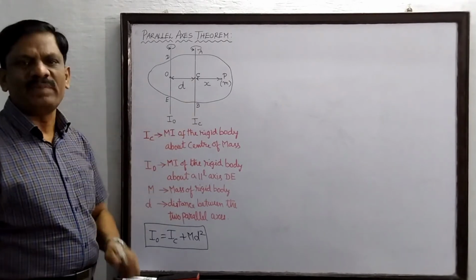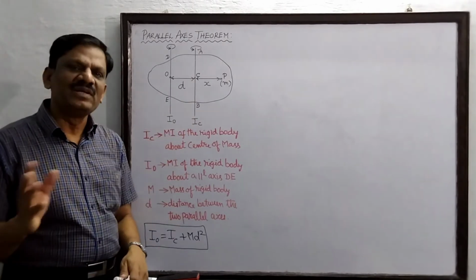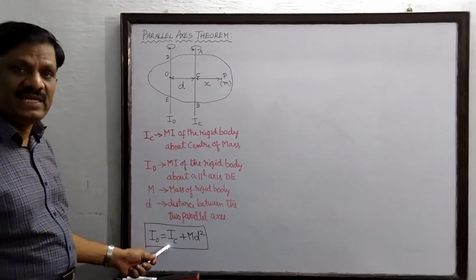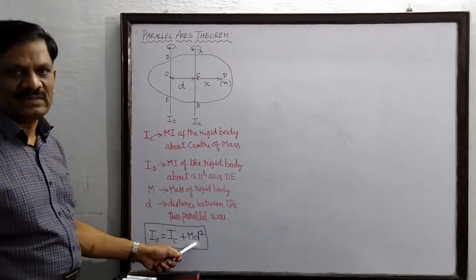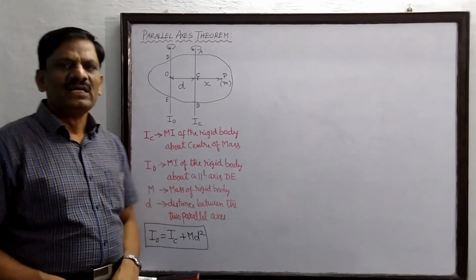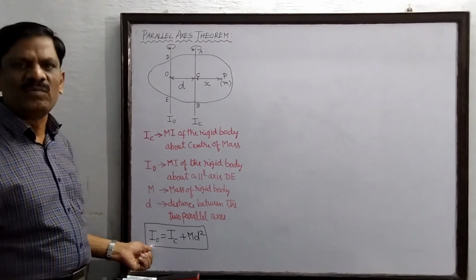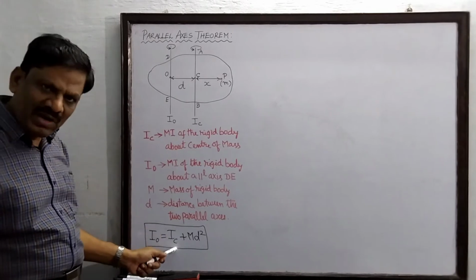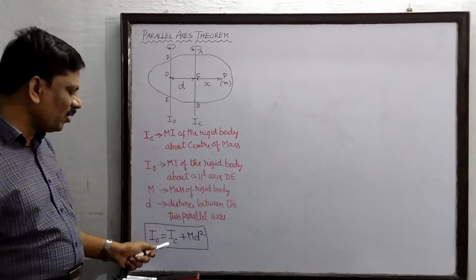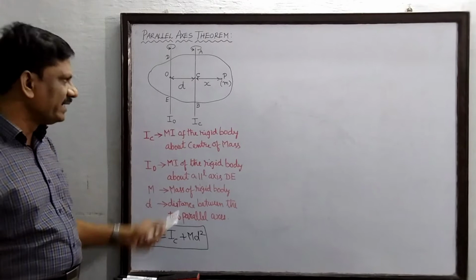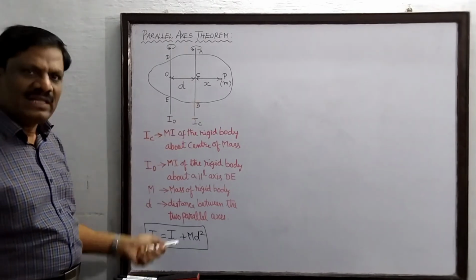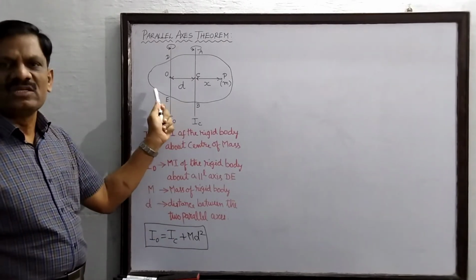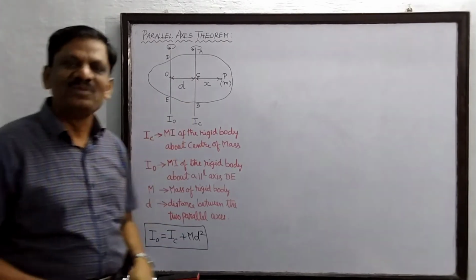So then according to the parallel axis theorem, the statement goes like this. I_O is equal to I_C plus Md square. So in words, the moment of inertia of a rigid body about a given axis is equal to the sum of its moment of inertia about a parallel axis passing through the center of mass and the product of its mass and the square of the distance between the two parallel axes. Shall we prove this now?